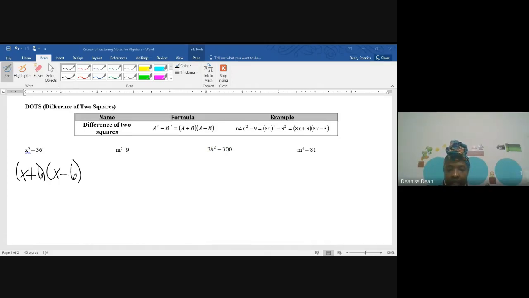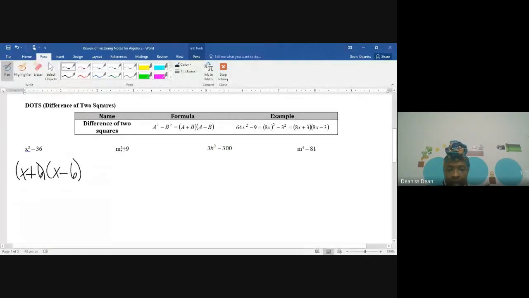Okay. So let's look at the next one then. You got m squared plus 9, all right? So the first thing you look for, do you have two terms? Yes, we have two terms, all right? The second thing we look for is their subtraction. Is there a difference?